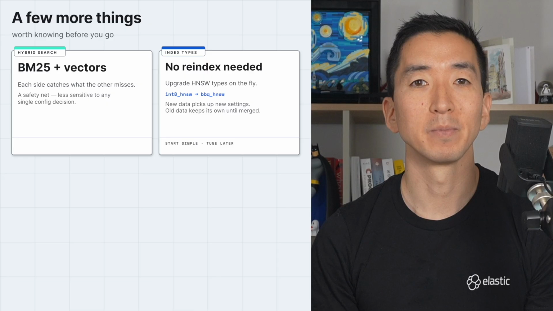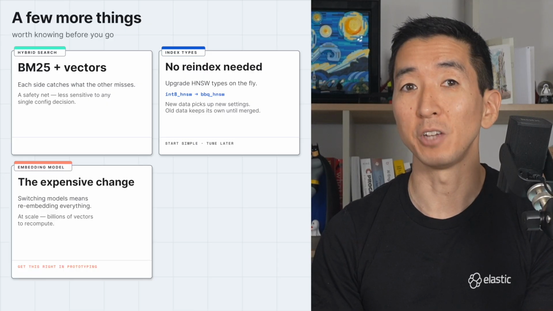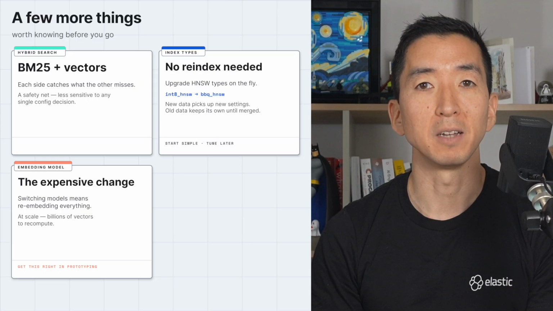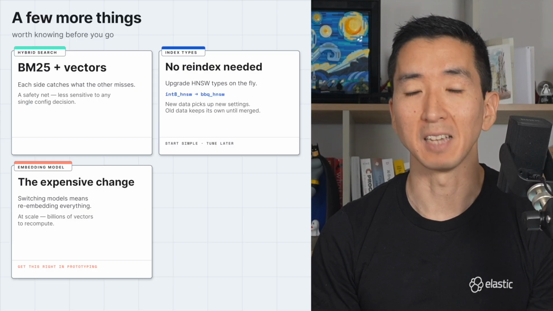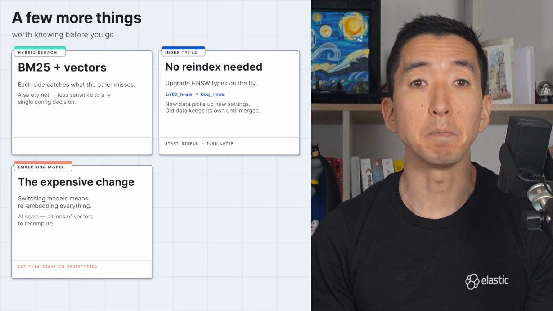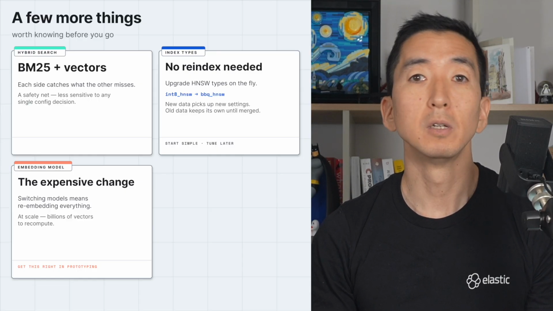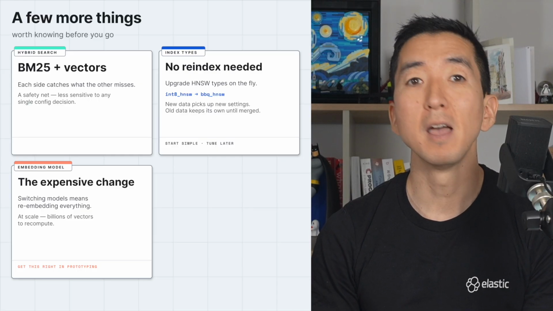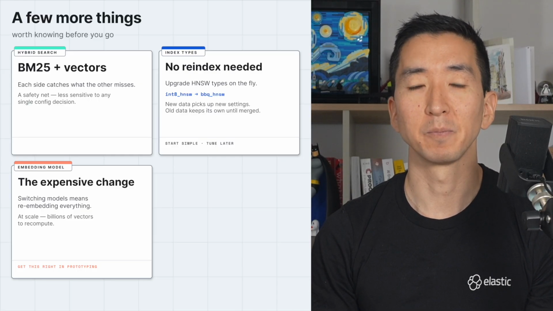The one thing that is expensive to change is your embedding model. Switching models means re-embedding your entire dataset and typically re-indexing everything downstream. At Ben's scale, that's potentially billions of vectors to recompute. So spend time getting your model choice right or close during prototyping, not after you've indexed everything.